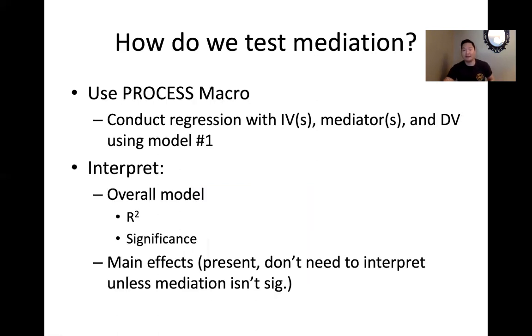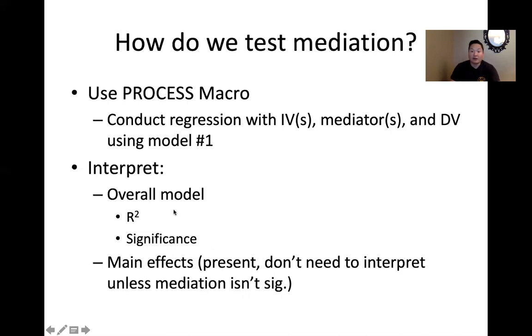So more practically, how do we do this? Well, we use the process macro, and model number 4 is what we should use. They switched it in the latest version of process, and that's screwing me up. We'll walk through it though.